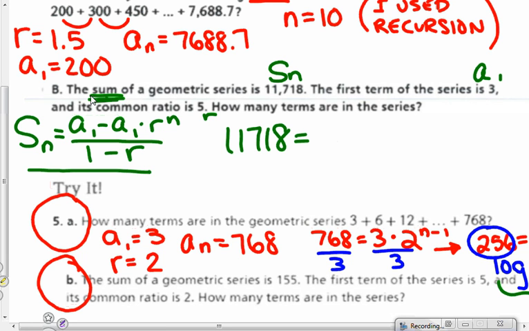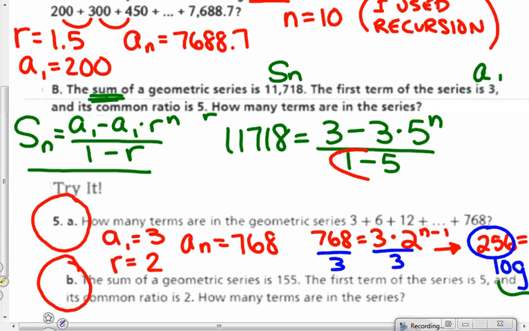Anywhere we see an a1, we're going to put in a 3. Anywhere there's an r, we're going to put a 5. Okay? Everything's in place. Let's solve for n. 1 minus 5 is negative 4, so I'm going to multiply both sides by negative 4. Okay? This is negative 4, so I'm going to multiply by negative 4. So let's go ahead and do that. What do you get?